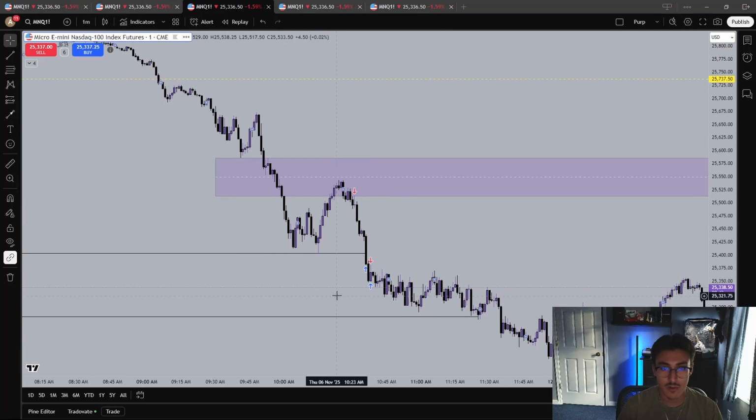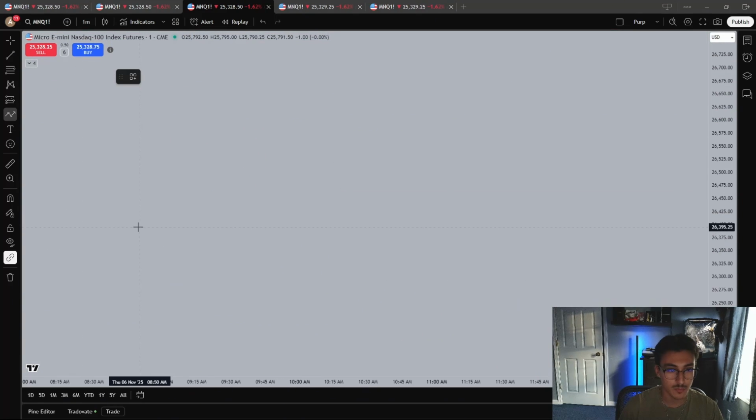Okay, so I trade the 4-hour power of 3. So I'm looking for price to open, manipulate, and form the lower or upper wick of the 4-hour candle, and then distribute in the opposite direction. Same thing for a bearish candle. I want to see it open, manipulate higher, put in that top wick, and then distribute lower.